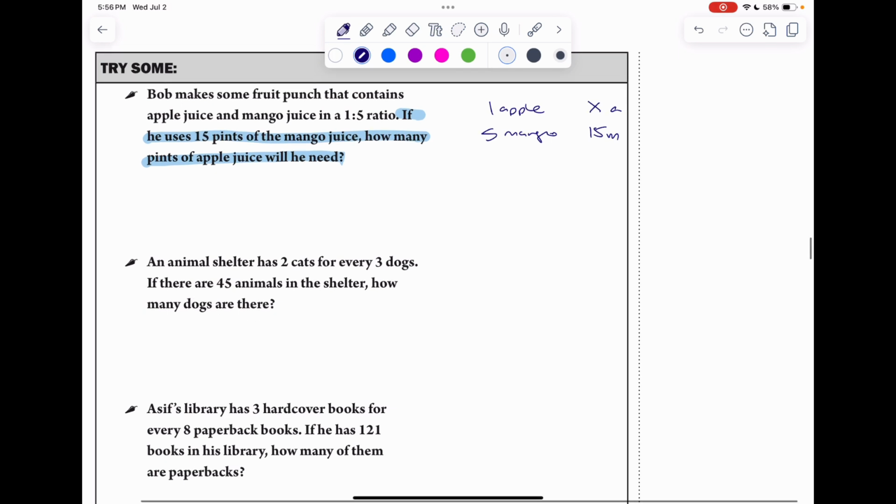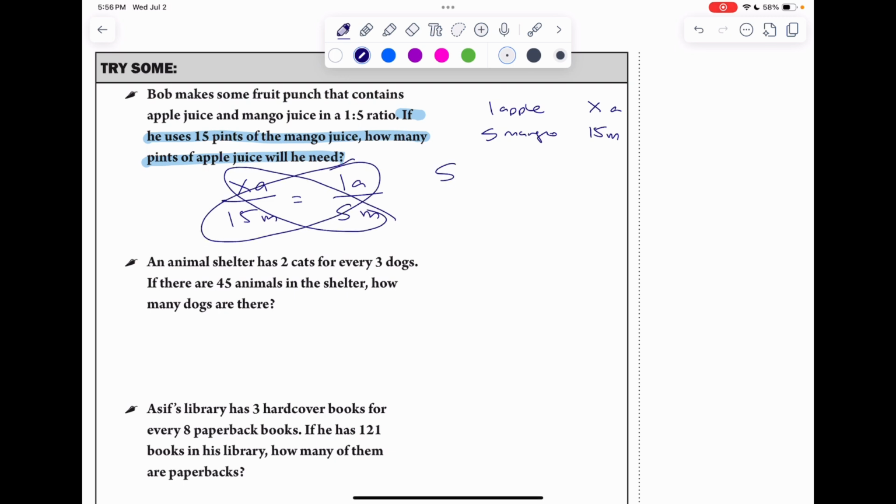We know that these relationships are the same. How much apple juice for 15 mango juice? Well, we use 1 apple for every 5 mango. So now we have our relationship and we can cross multiply. We will take 5x equals 15, divide both sides by 5, and we get that x equals 3.